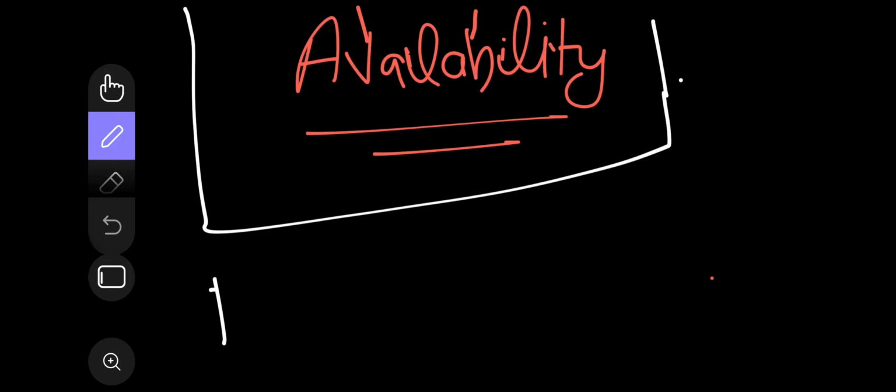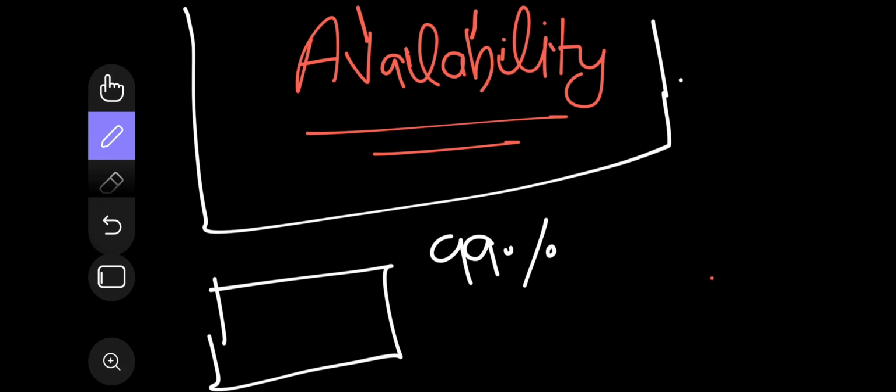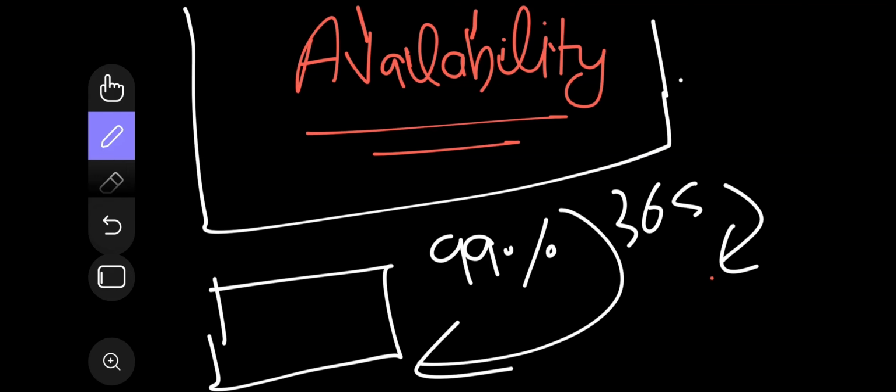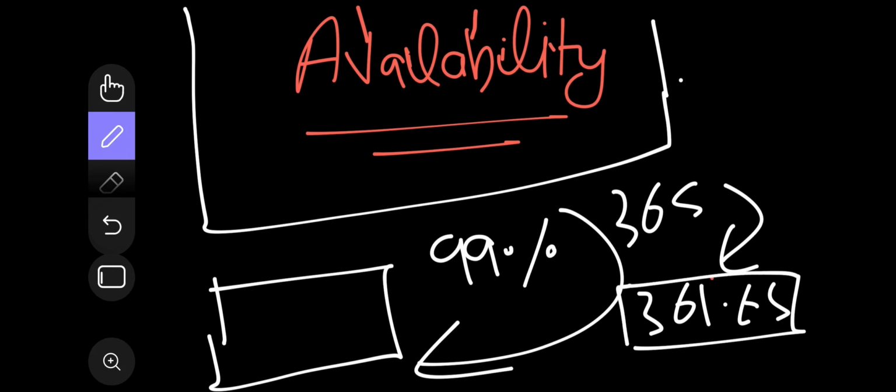Let's consider an airport. If its runways, terminals and services are operational and available to serve passengers and flights 99% of the time over a year, then the airport's availability is 99%. So from this we can say that out of 365 days, the number of days the airport is available for passengers is 361.65. So the availability of that airport is 99%.